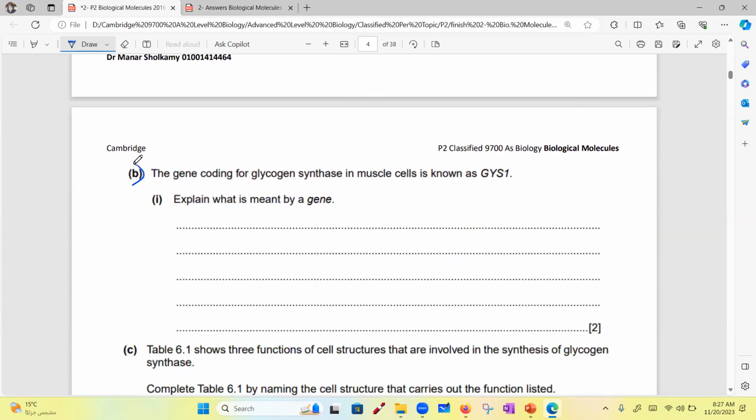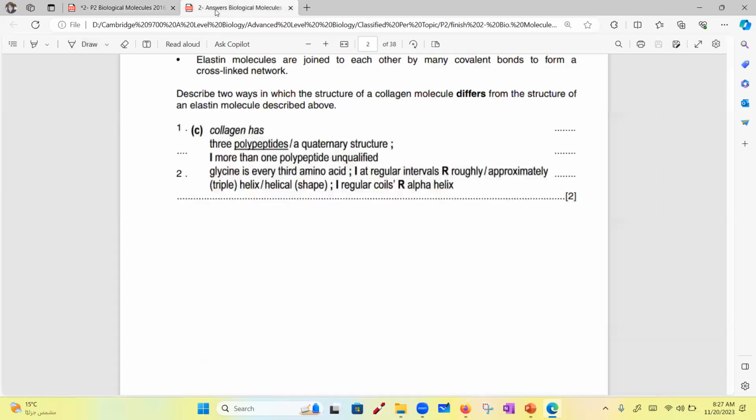Okay, we still did not take protein synthesis, but what is a gene? You know it in the O level. Length of DNA that codes for a particular protein or characteristic. Write it, write it. Let's finish. Length of DNA that codes for a particular protein.